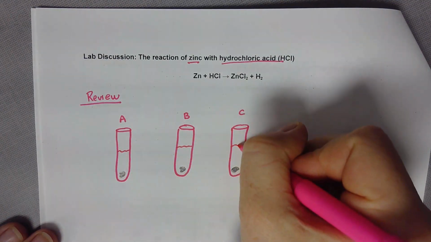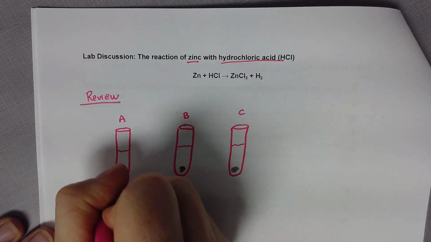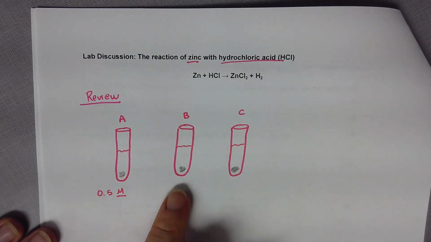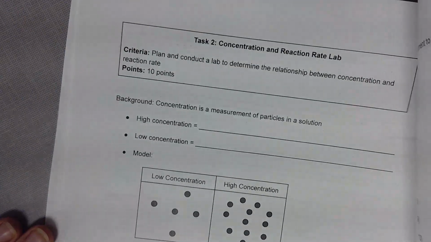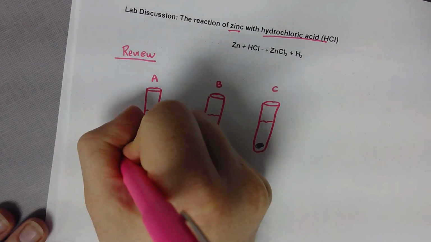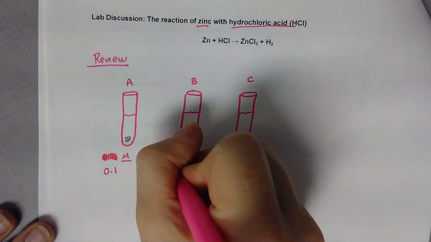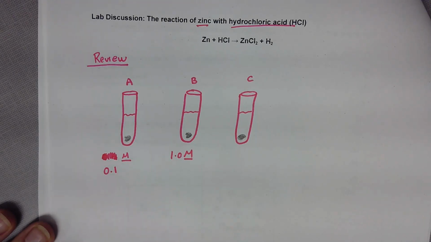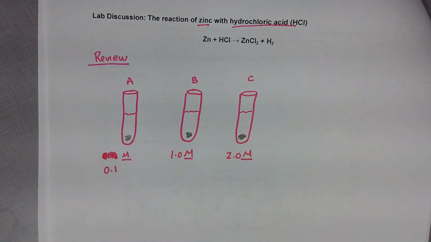However, the hydrochloric acids were not all the same. The hydrochloric acid in test tube A had a strength of 0.5 M, M meaning molar. The hydrochloric acid in test tube B had a strength of, oh wait, it wasn't 0.5. That's my mistake. It was 0.1 molar, even less. Test tube B had a strength of 1.0 molar, and test tube C had a strength of 2.0 molar. And then you let those test tubes react.